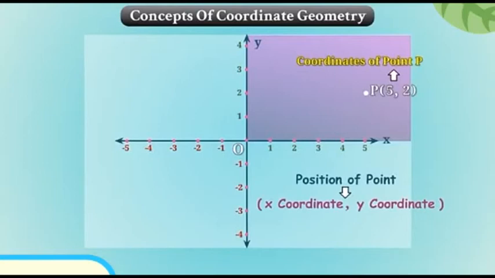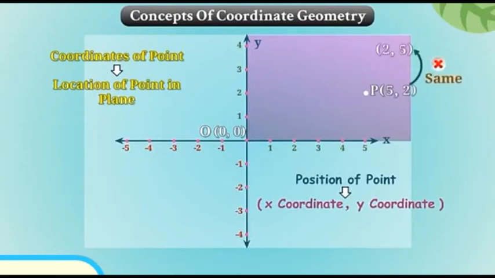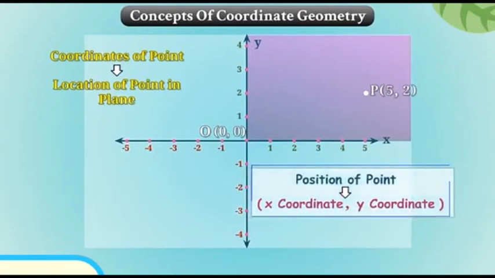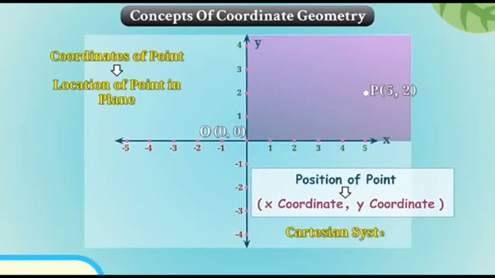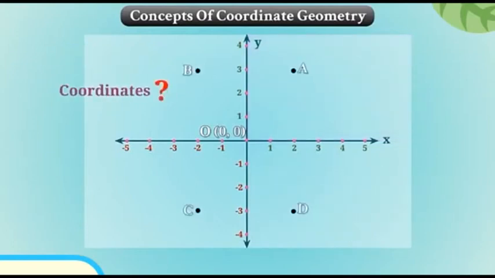Likewise, we can write the coordinates of origin O as (0, 0). The coordinates of a point describe the location of a point in the plane uniquely. That means here (5, 2) is not the same as (2, 5). Such a system of representing the location of a point using x-coordinate and y-coordinate is called the Cartesian system. Now, can you write the coordinates of the given points? Pause this video and try yourself.